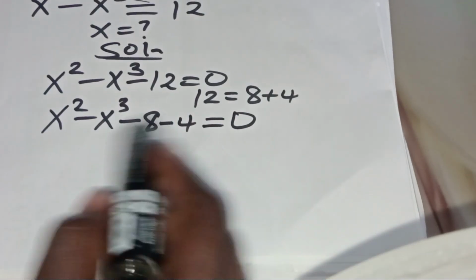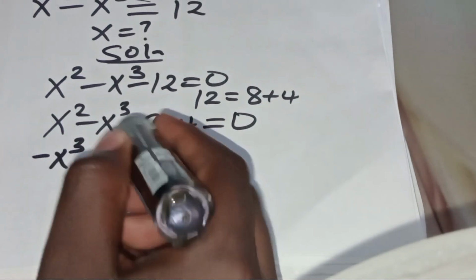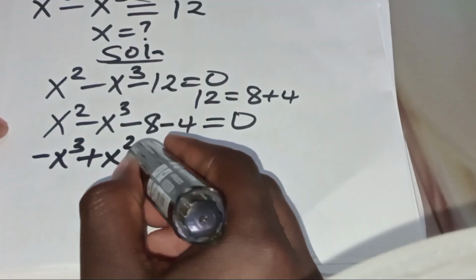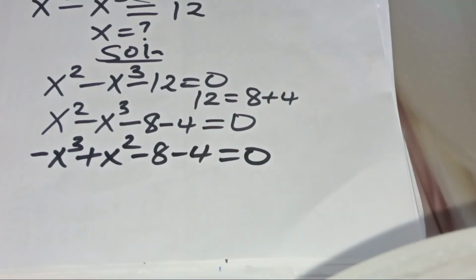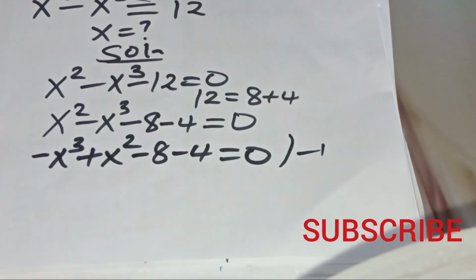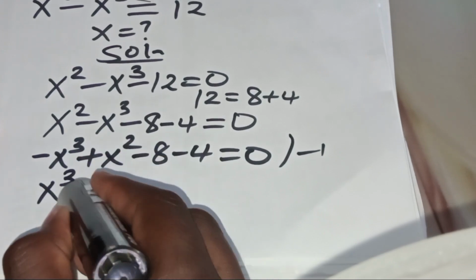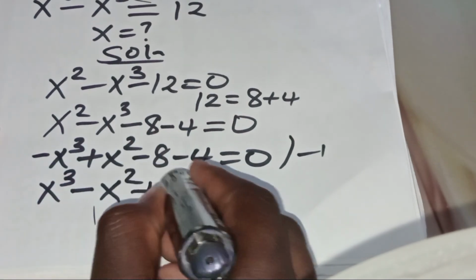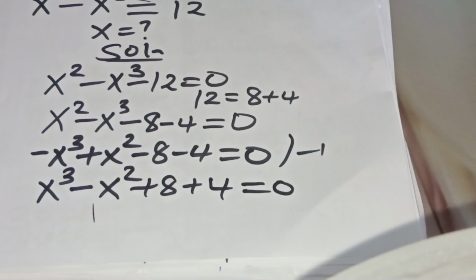Now let's rearrange this equation in this way. We have negative x to power 3, okay? Now plus x to power 2, subtract 8, subtract 4, this is equal to 0. Now the next step is to multiply both sides by negative 1, so that we'll have x to power 3, subtract x to power 2, plus 8, plus 4, this is equal to 0.